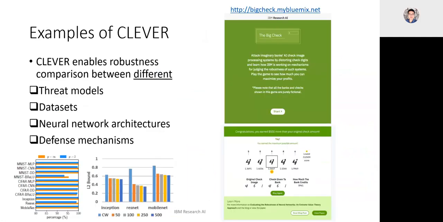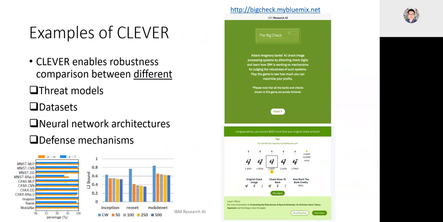Within IBM, we extensively use Clever to do these interesting demos. One interesting demo we do is called the Big Check. For Clever, we hypothesize three different banks using different classifiers to do this handwritten digit recognition. We use Clever to compute their robustness scores and ask humans to rank this robustness and the agreement between humans and machines. More or less, we found that the Clever score can reflect how people think about the robustness of these AI banking systems as well.